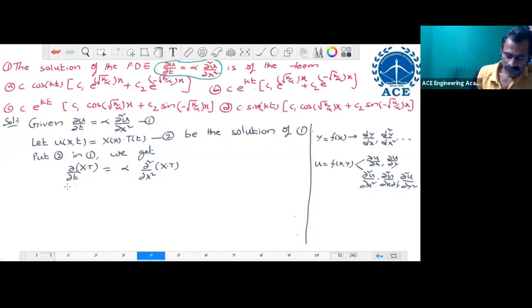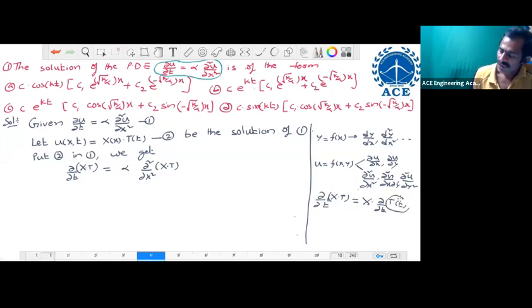Now, if we look at this, on the left hand side we require dou by dou t of X into T only. In the product of these two functions, X is a function of variable x, T is a function of variable t, and we are differentiating with respect to t only. So X of x is constant because it is a partial derivative. When you differentiate a function partially with respect to one variable, we treat the other variable as constant only. So X is constant, then dou by dou t of T of t only: X of x into dou by dou t of T of t.